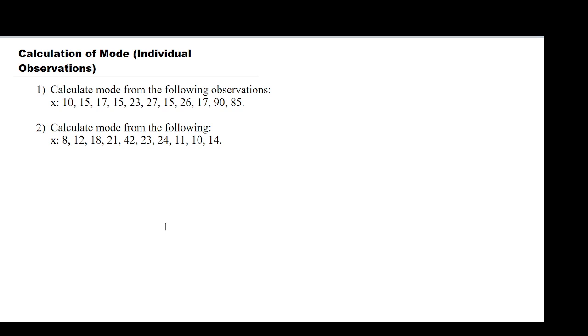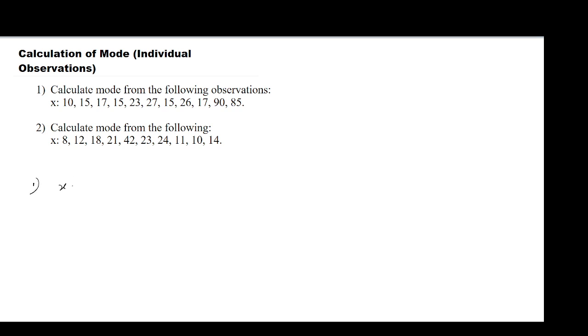In today's video, we are going to learn the calculation of mode for individual observations. Let us take an example here. We are supposed to calculate mode from the following observations. So x values are given. By this it is clear that it is individual observation, this is case number 1. The values are 10, 15, 17, 15, 23, 27, 15, 26, 17, 90 and 85. These are the individual observations given, and from this we have to calculate mode. There is a second example also given. I'll explain it later. First let us solve example number 1.